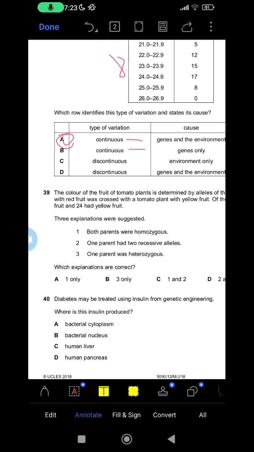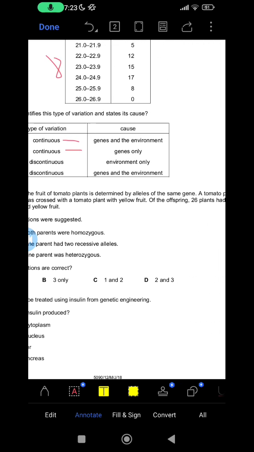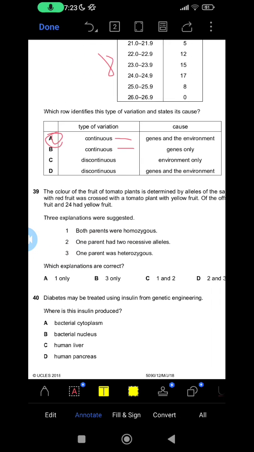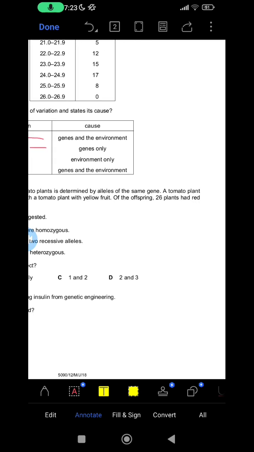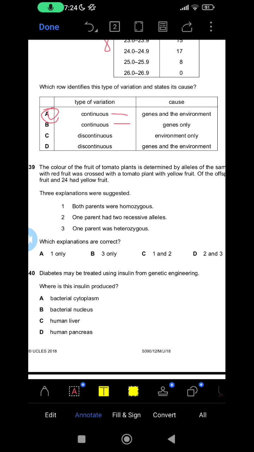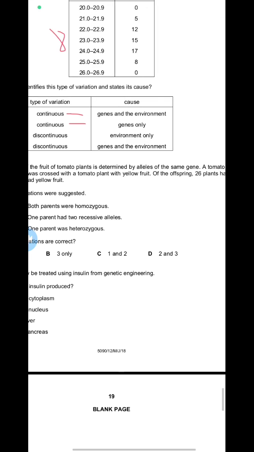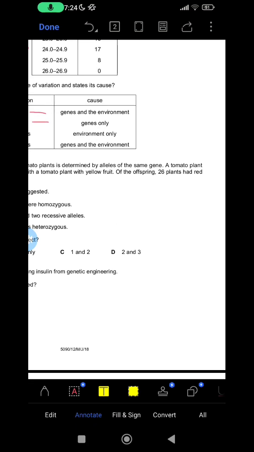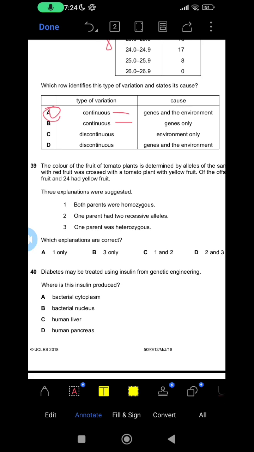The color of the fruit of tomato plants is determined by alleles of the same gene. A tomato plant with red fruit was crossed with a tomato plant with yellow fruit. Of the offspring, 26 plants had red and 24 had yellow fruit. 3 explanations were suggested. Now, let me explain this question. Both parents were homozygous. One parent had 2 recessive alleles.